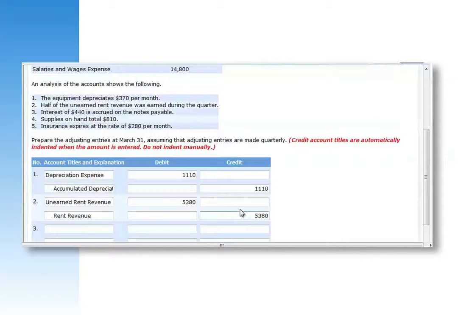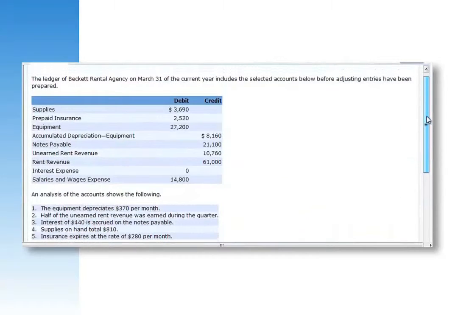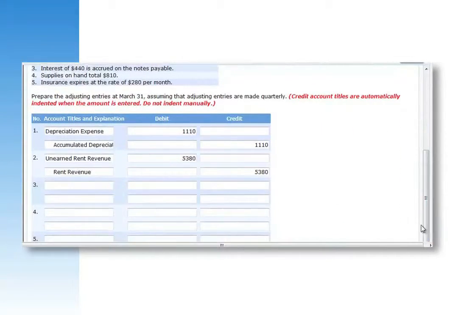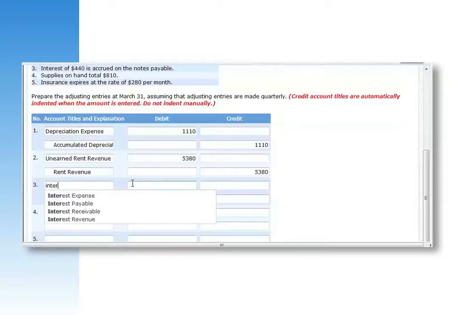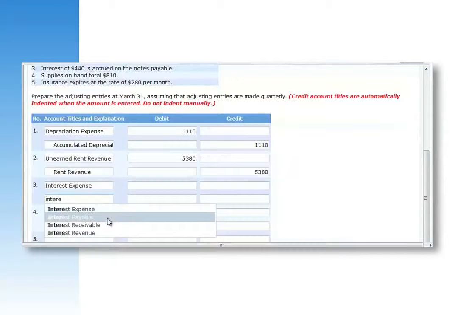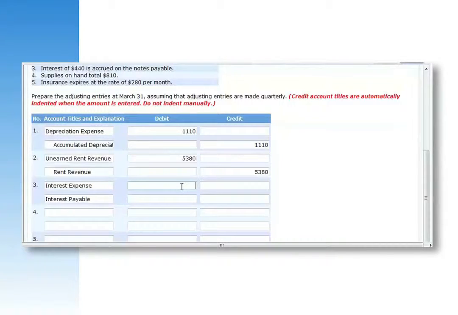The third adjustment relates to interest. Beckett has a note payable on its books of $2,100. During the 3-month period, we would have incurred interest expense on this note, and so we need to accrue for that at the end of the 3-month period. And so we would debit interest expense, and we would credit interest payable. And again, we're told that the amount was $440.